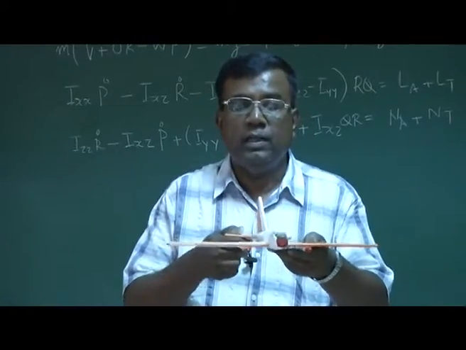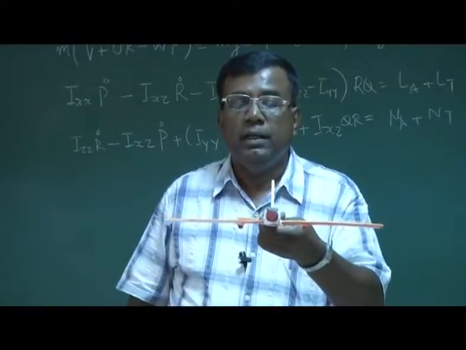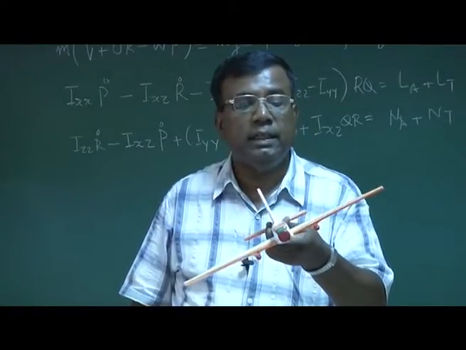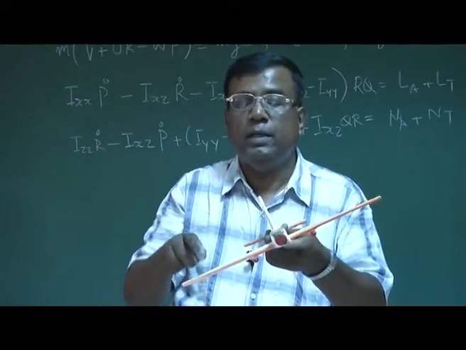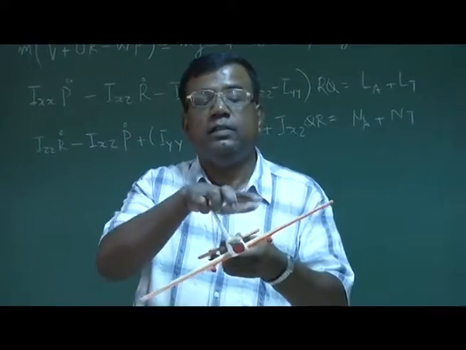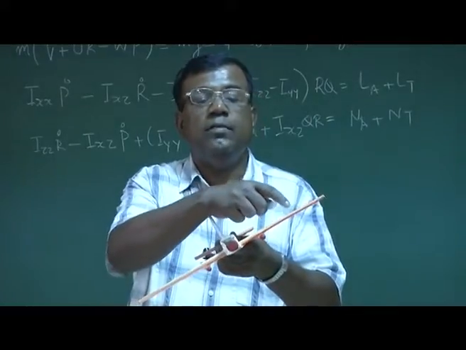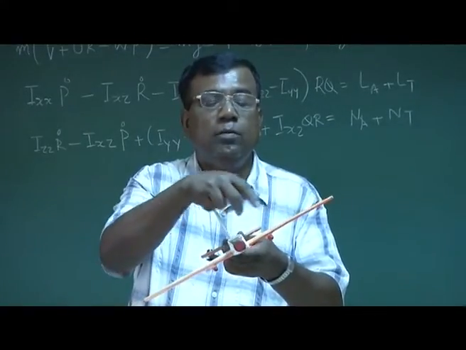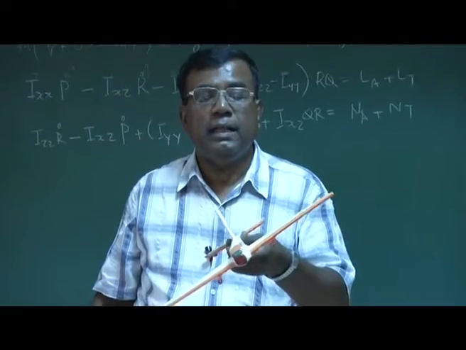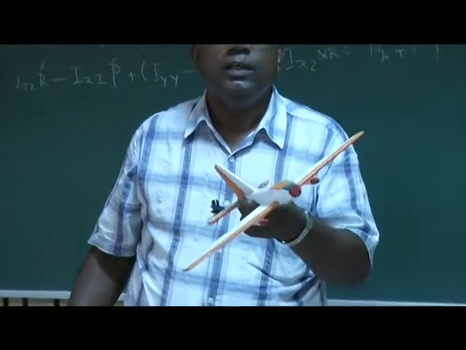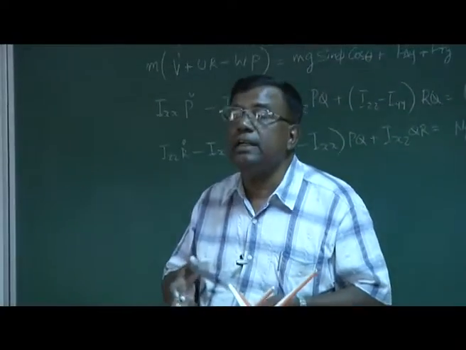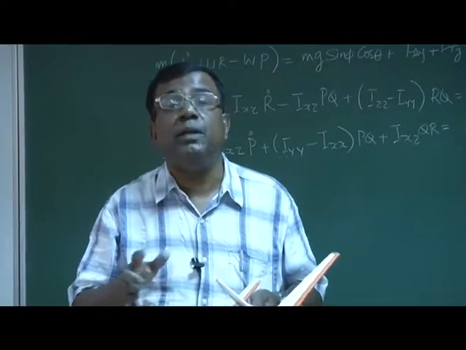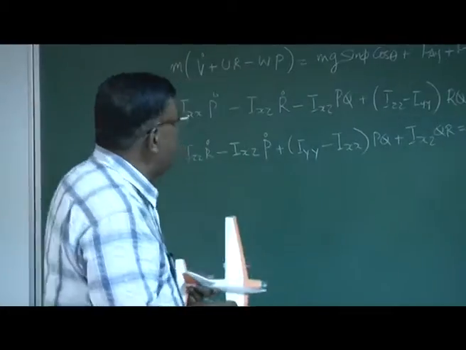For a simple reason: if I give a roll disturbance like this, then the lift here will be more compared to this, because this is taking a bank. As soon as the lift here is more, the drag here will be more. It will not only try to bank like this, it will also try to yaw like this, right? Similar thing is true for the opposite case. So we say lateral and directional cases are coupled, and that is why we have taken these equations.